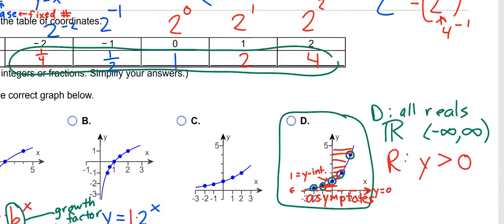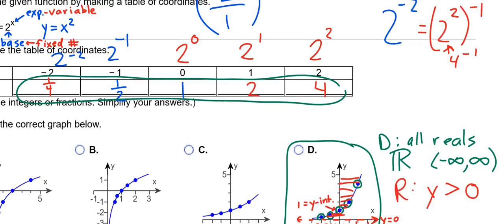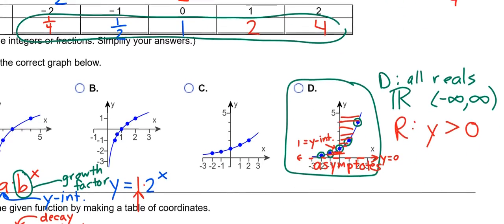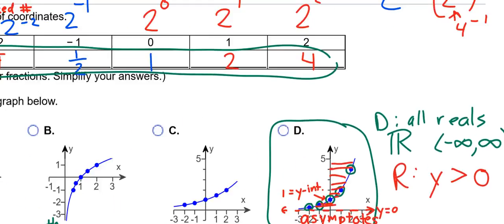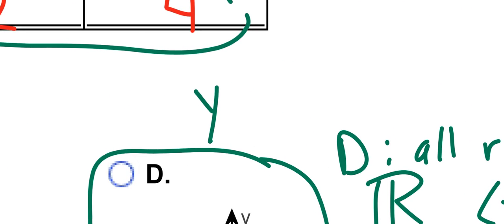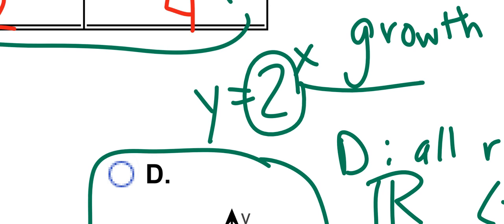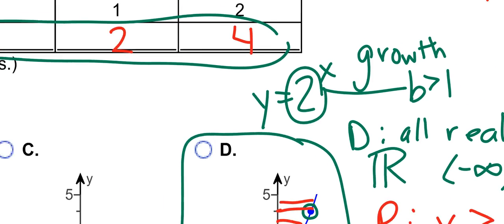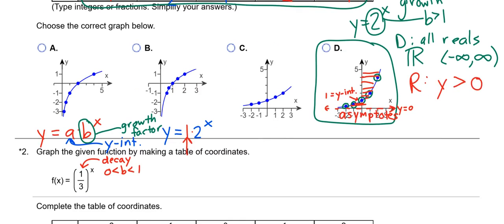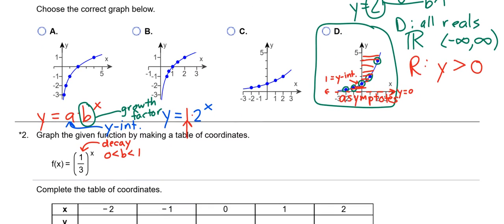We called this one exponential growth. I should write that down. Where should I write that? We called this one exponential growth. Why do we think we called it growth? Because this number was bigger than 1. If it's bigger than 1, it's going to be growing. If it's smaller than 1, it's going to be decaying.